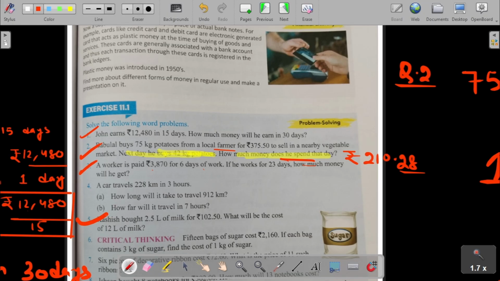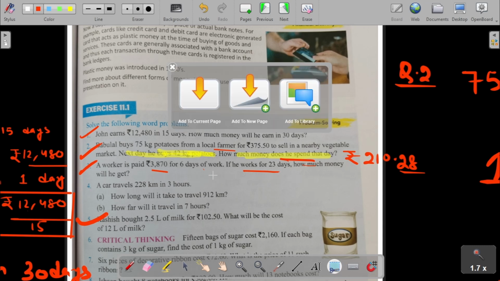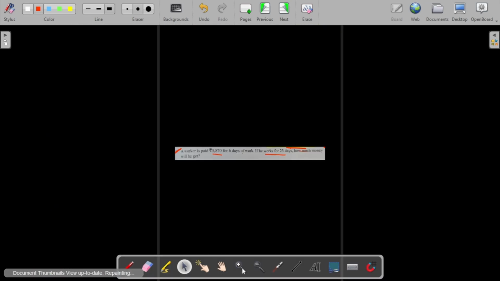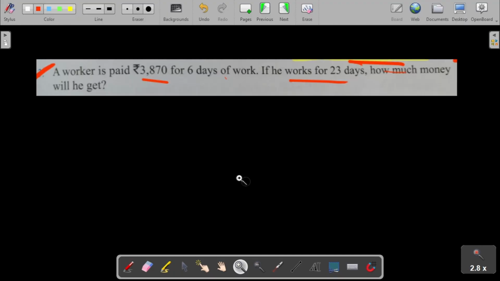In question number 3, a worker is paid 3870 for 6 days of work. So if he worked 23 days, how much money will he get? Okay, I'll take this question in a new page. So a worker is paid how many rupees? 3870 for 6 days.